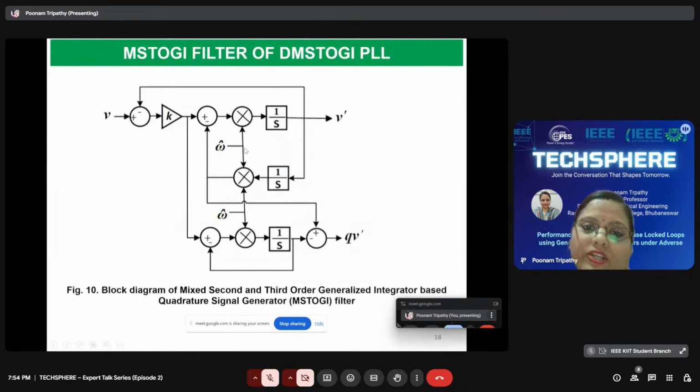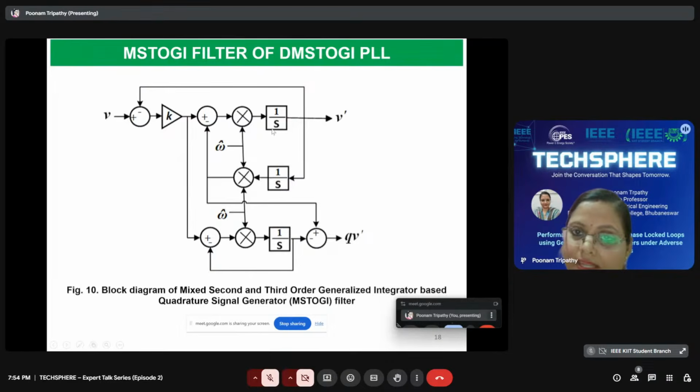So this structural diagram shows the representation of the mixed second and third order generalized integrator based filter. Here this part represents the previously showcased actual SOGI filter, as it already had two integrators. So to the existing SOGI filter, when an extra, additional branch of integrator has been added, it is named the mixed second and third order generalized integrator filter.